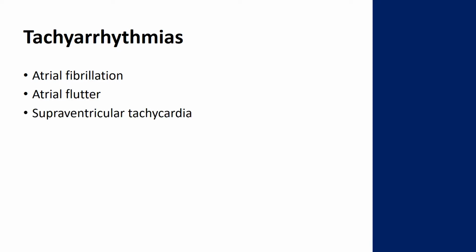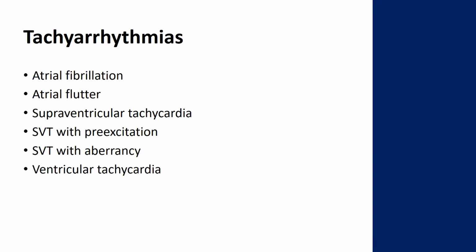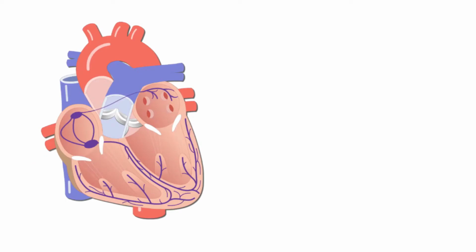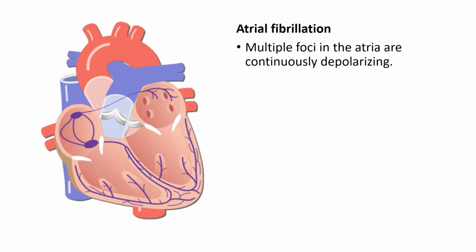So we'll talk about 6 different tachyarrhythmias: atrial fibrillation, atrial flutter, supraventricular tachycardia, SVT with pre-excitation, SVT with aberrancy, and ventricular tachycardia. The first rhythm we'll talk about is the one that I think is most familiar to you, and that's atrial fibrillation. In this rhythm, you've got multiple different foci in the atria that are just continuously depolarizing. Instead of the sinus node doing an organized beat, you've got a whole bunch of them just bouncing all over the place. And the AV node picks up what it can and sometimes depolarizes the ventricles.